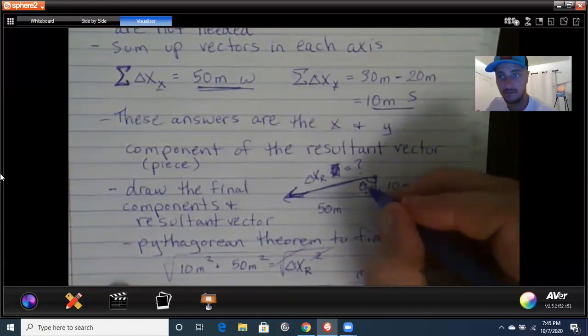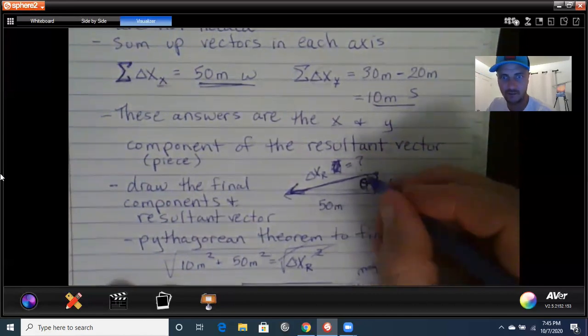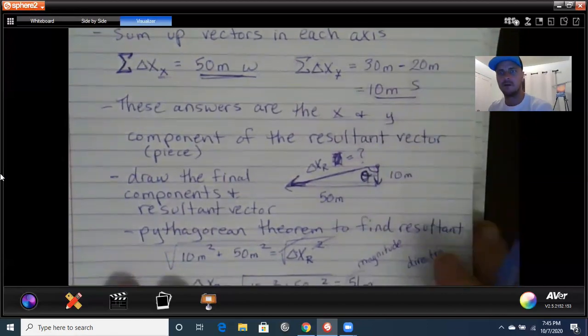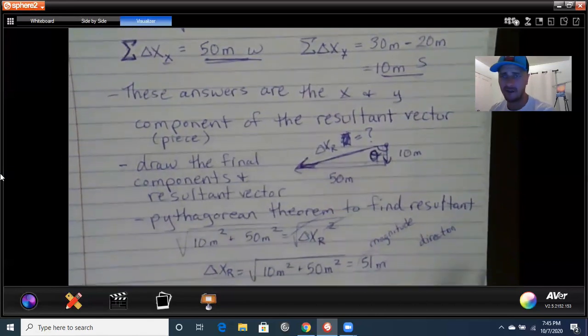Da-da-da. We got to find this angle theta with trigonometry. Oh no! Yes, trigonometry. Theta, T-H-E-T-A. Theta is a Greek letter, and it looks kind of like this. Theta. It's like the circle with a little loop on the top, right? And I use that a lot for angles. So how do we find theta?